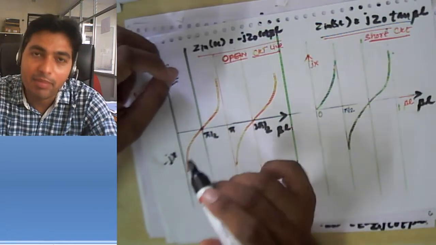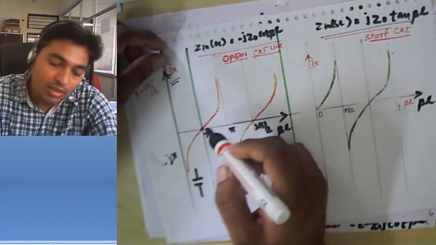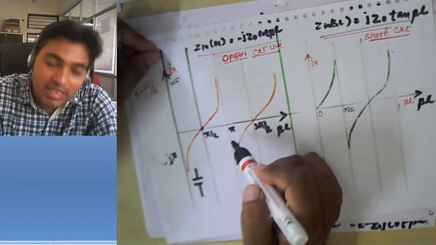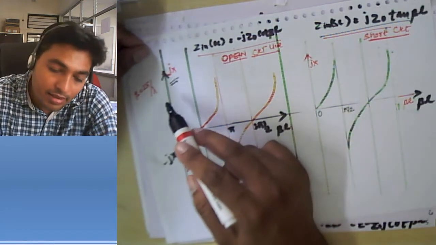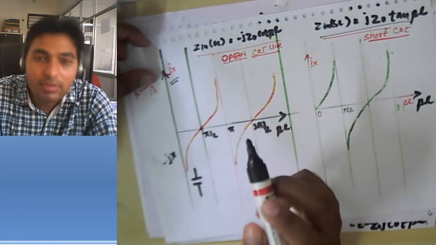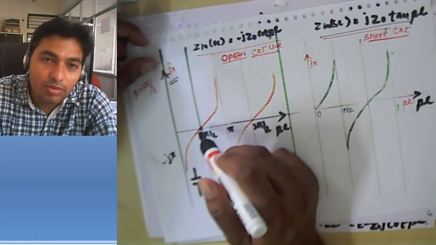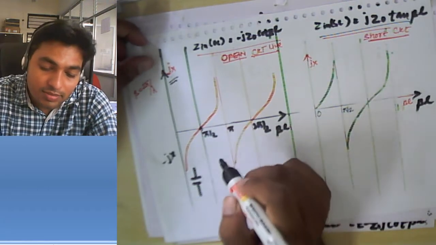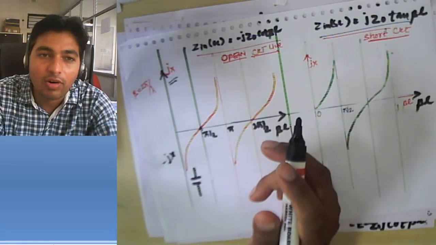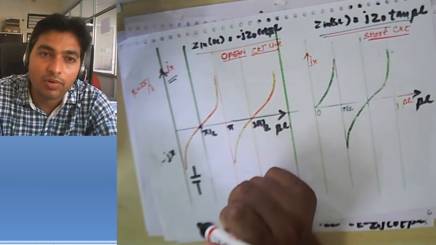Similarly, let us take the length of an open circuited line equal to lambda by 4. When it is equal to lambda by 4, what will happen? Beta L will become pi by 2 and the impedance will become real and equal to 0. It means we have a 0 impedance if we have an open circuited transmission line of length lambda by 4.